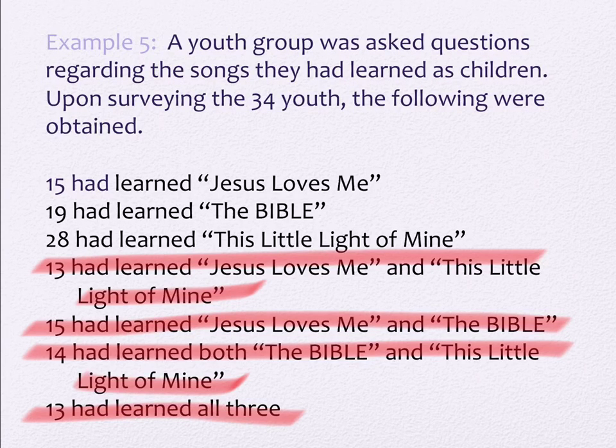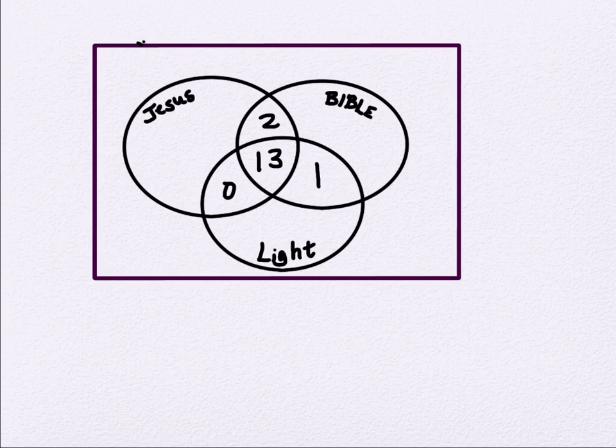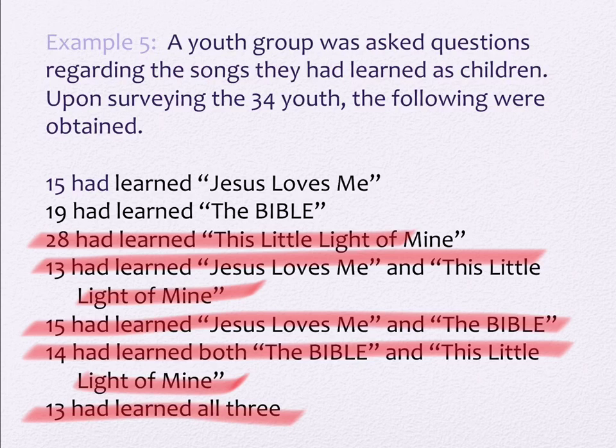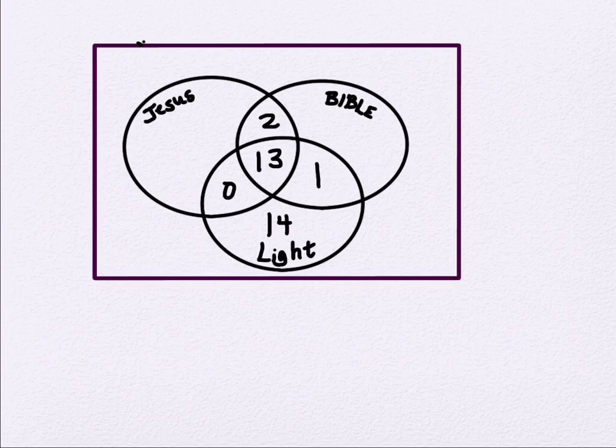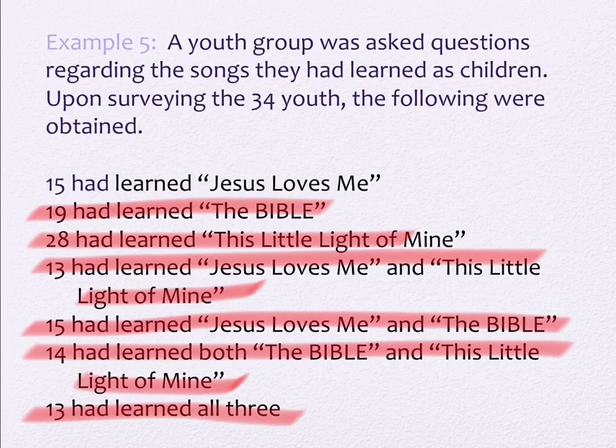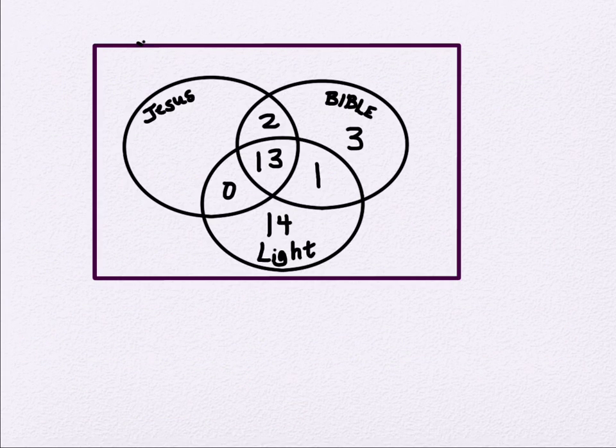Now what? The 28. Sure, we can keep going up, right? 28 had learned this little light of mine. All right, so this little light of mine is my bottom circle. I've got how many in there so far? 14. So how many more do I need? 14. I have 19 had learned the BIBLE. There's 16 there now, so I need 3 more. Nice. We're getting close. 15 had learned Jesus loves me. So there's a 0 out here again.